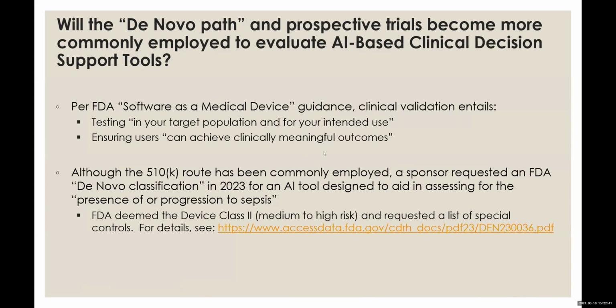Although the 510(k) route has been employed, not long ago, a sponsor requested an FDA de novo classification for an AI tool that was designed to help physicians in assessing the risk of progression to sepsis. So in this case, the sponsor actually went the extra step and asked for that assessment. FDA deemed that it was a class 2 device, medium to high risk. And I provided the link here. You can take a look at the extensive litany of special controls that were required.